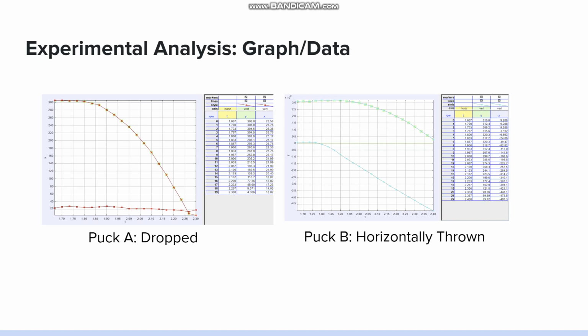From that video, using Tracker, these two graphs were created. The left graph is for puck A, which is just dropped vertically, and the right graph is for puck B, which in addition to being dropped vertically, was also given a horizontal velocity, as seen in the video.